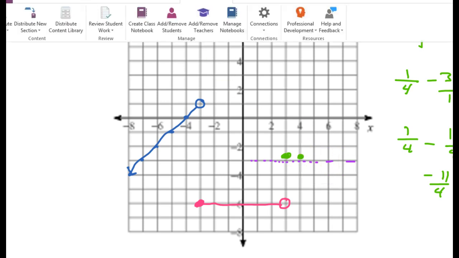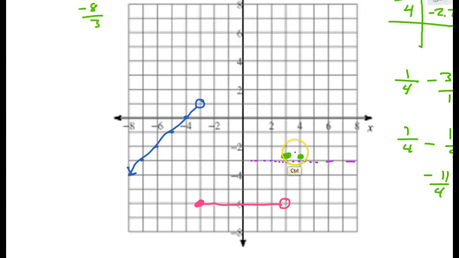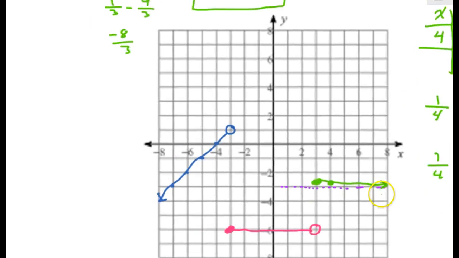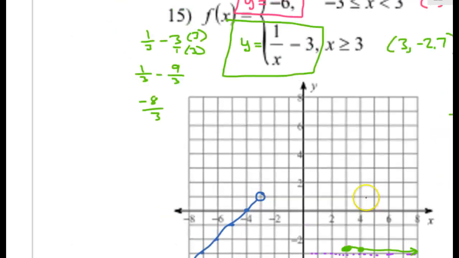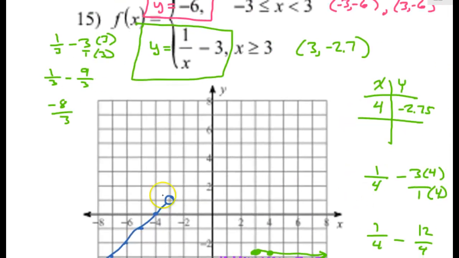So with that in mind, it makes it a little easier to see that as I go to the right here, it's got to just approach this asymptote. And so there it is. That's the third and final piece. So that's it for number 15.